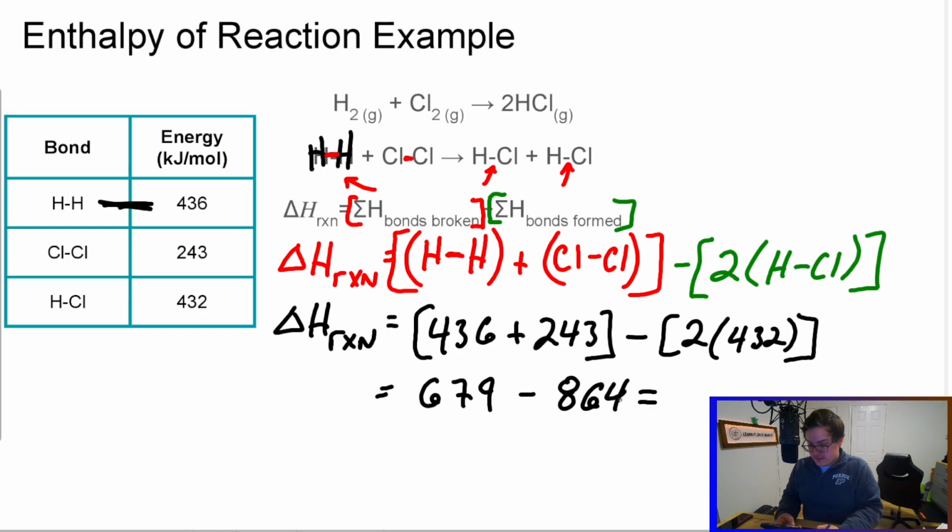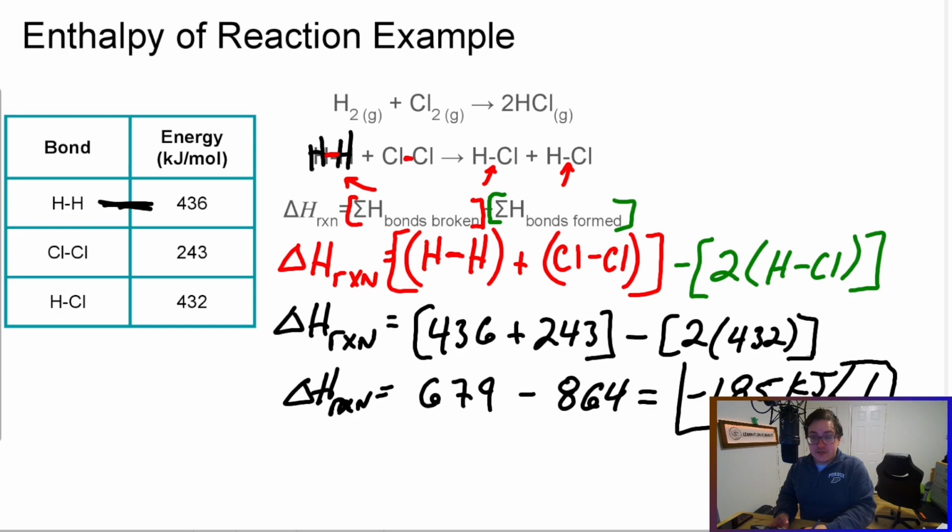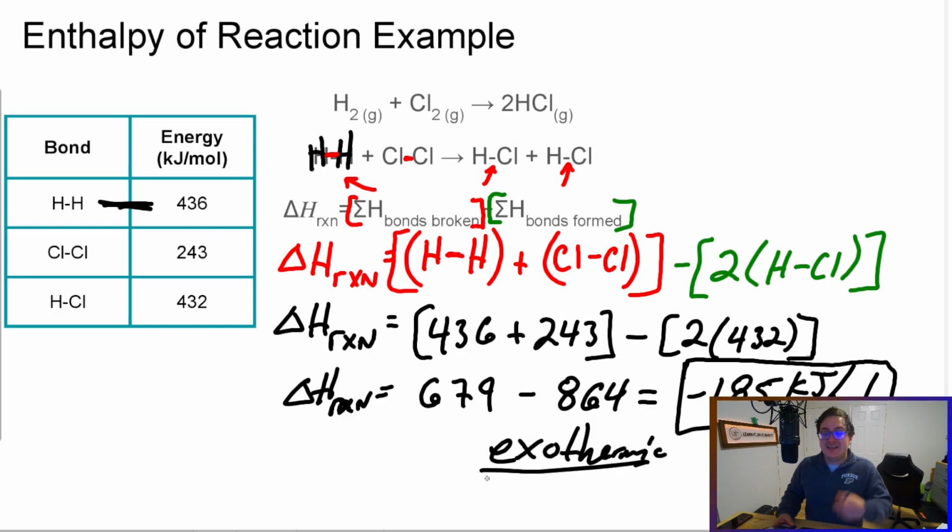679 minus 864. That means this chemical reaction is going to have a change in enthalpy, or change in energy level, of negative 185 kilojoules per mole, which means this chemical reaction is going to release this much heat energy per mole. So this is going to be an exothermic reaction. We would expect this to release heat because it's going from a high energy molecule to a lower energy molecule. Okay, let's move on to the next one.